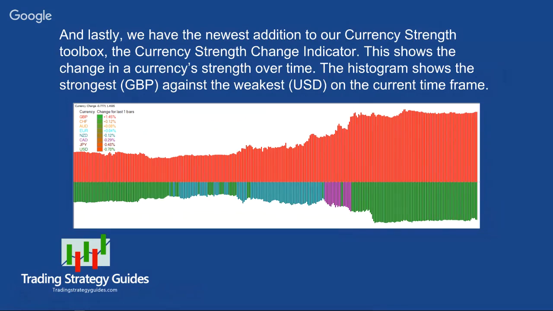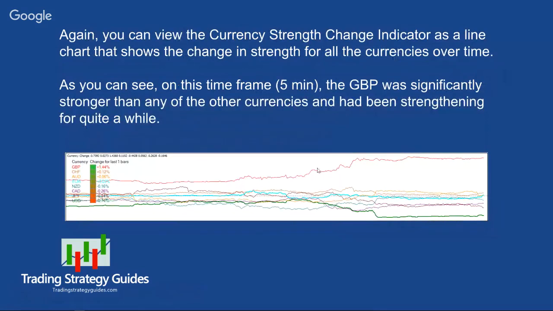And then as before with the currency strength indicator, the change indicator also gives you the line chart if you so desire. And again, this one is a little difficult to look at, but I'll show you how you can adjust this so that it only shows the currencies of the pair that's on the current chart. But as you can see on this 5-minute time frame right here, the Great British Pound was significantly stronger than any of the other currencies. So the histogram only shows you the strongest against the weakest, but the line chart, which is a little bit more difficult to read, shows you that the pound was not only stronger than the USD, but significantly stronger than everything on the 5-minute chart. And again, I believe this is from Tuesday afternoon, Tuesday evening sometime, US time.